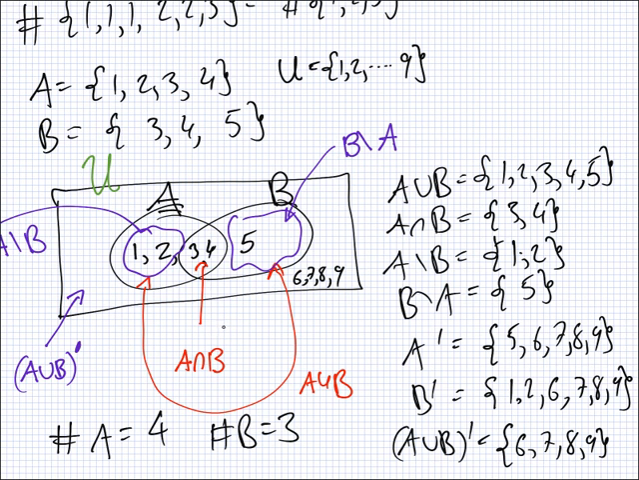All okay? I need to write down my numbers. Can you repeat the A prime and the B prime? It just means not in A. So what's in A at the moment? 1, 2, 3, 4. So what's not in A? The rest. 5, 6, 7, 8, 9.